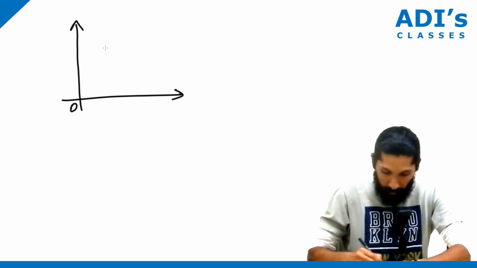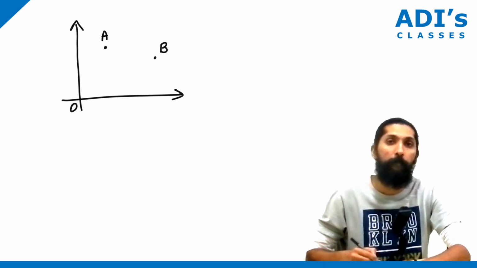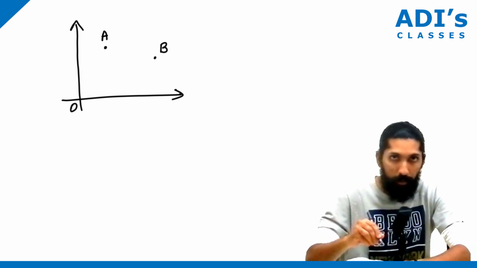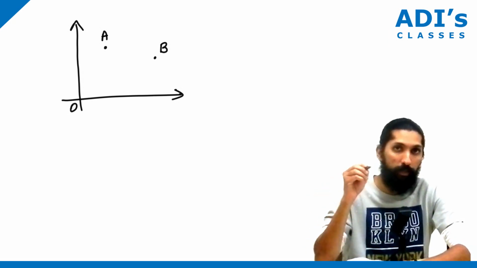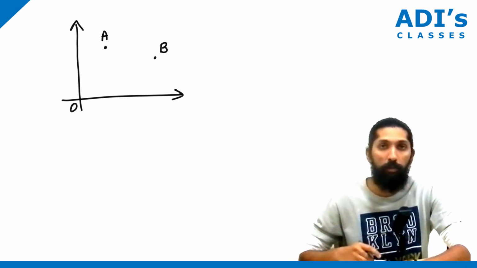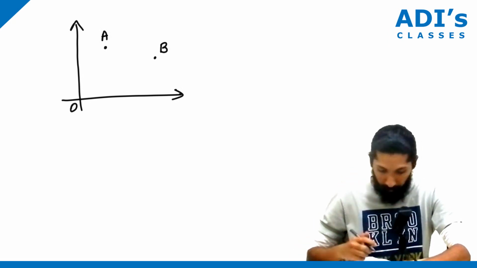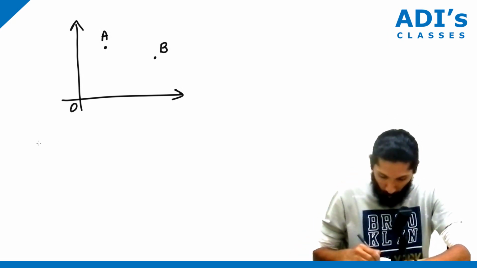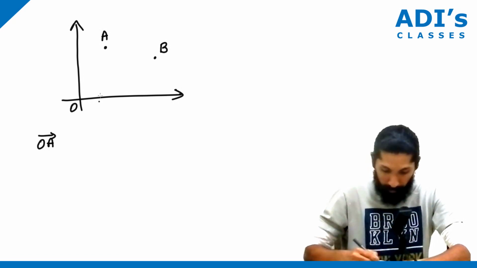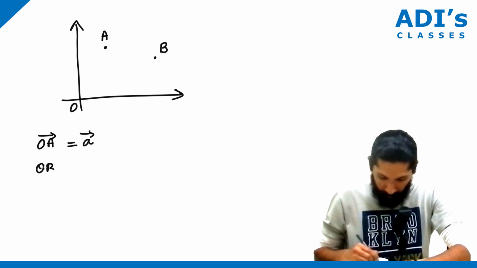Now, here, say there are two points. Let's say this point is A, and this point is B. We are trying to calculate the distance from point A to point B. First thing we are going to do, it's very easy: we write the position vector of point A. That means vector OA is equal to A, and OB is equal to B. This is the position vector.